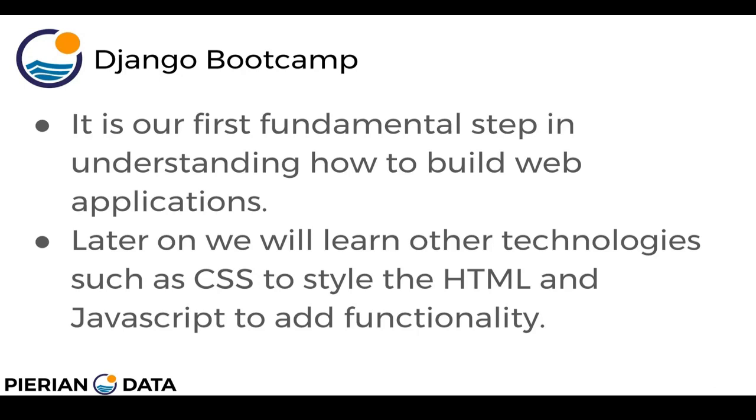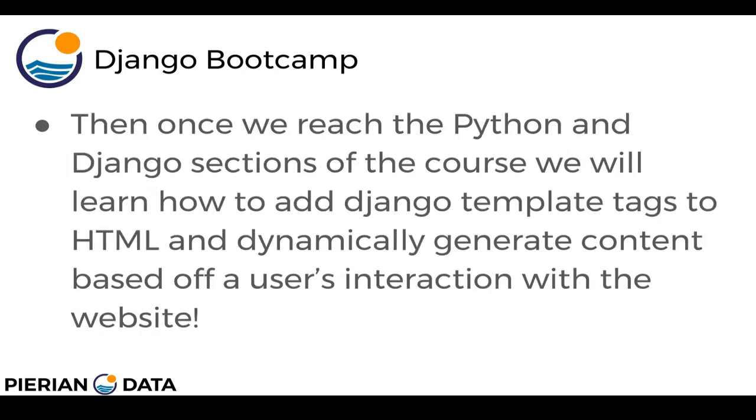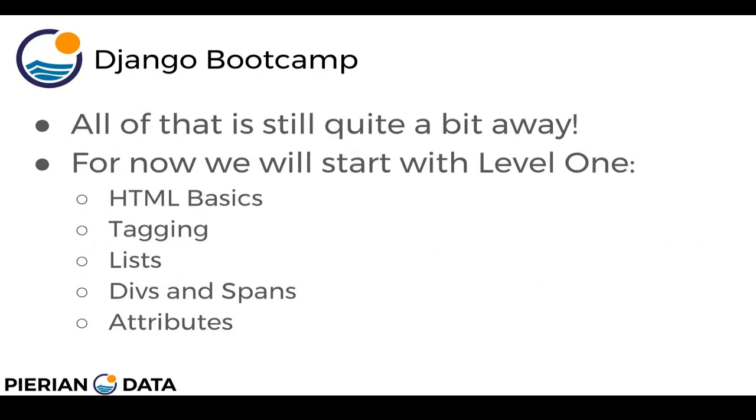Later on in future sections of the course, we're going to be learning about other technologies such as CSS to style the HTML and JavaScript to add functionality. Then in future sections, such as the Python and Django sections of the course, we're going to learn how to add Django template tags, connect it with Python and HTML to dynamically generate content based off a user's interaction with the website. However, all of that is still quite a bit away, and we need to start off with the very basic fundamentals of HTML, and that's Level 1.